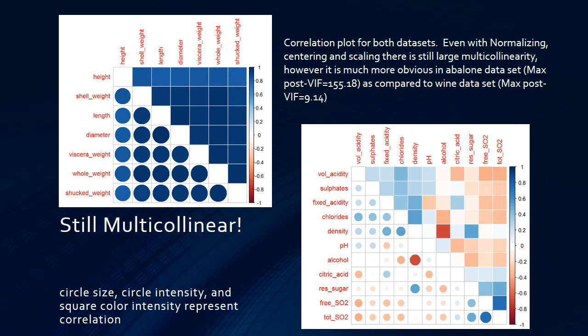So after the pre-processing of the numeric variables, a correlation plot was constructed, and one can see that the data is still multicollinear using the brief interpretation notes here on the bottom of the slide. Indeed, the abalone dataset is extremely multicollinear, where the maximum variance inflation factor was found to be very large at over 150. The wine dataset was not as extreme, with a maximum variance inflation factor of about 9. Usually, multicollinearity starts becoming a possible concern at about 5 as a general rule of thumb.